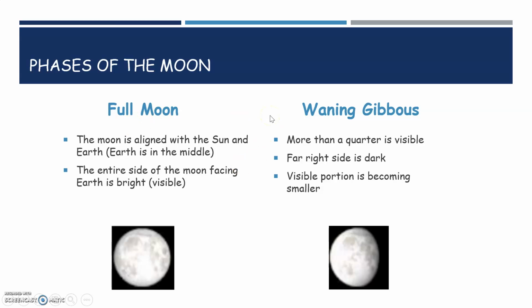All right, so now we're into the waning, and the waning means we're losing light. So in the waning gibbous, we're still appearing swollen, almost full, but now we're shrinking. More than a quarter is visible. The far right side is dark, and the visible portion is becoming smaller.